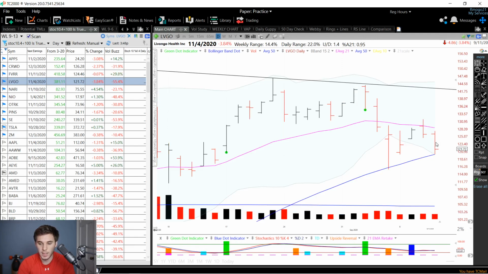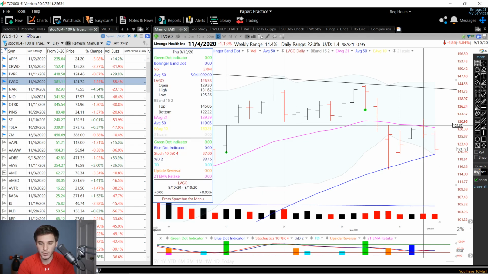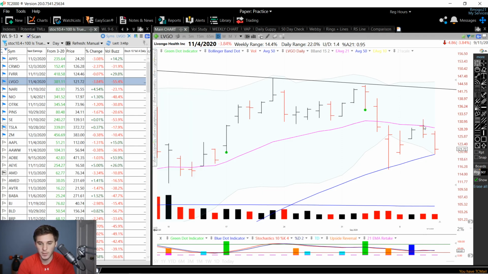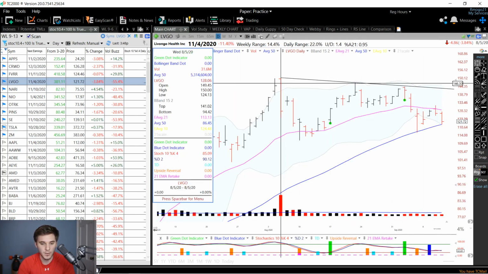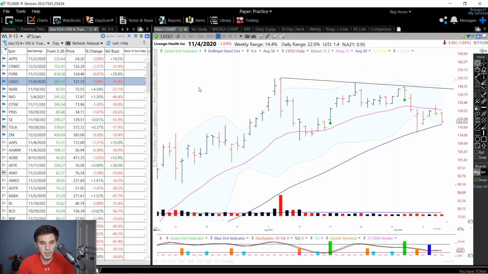So as for the specific entry setup, let's talk about that in TC2000. An early entry would be if it moves up from here and forms a green dot after bouncing off the 50 SMA. Then you could add as it breaks above the 131.62 level and eventually through the downward trend line and into all-time highs above 150. So that's my plan for LVGO.